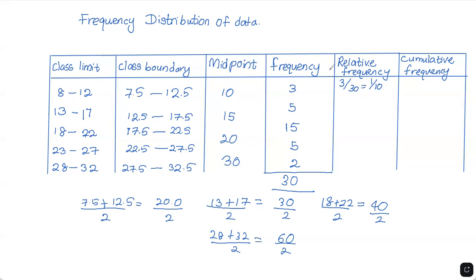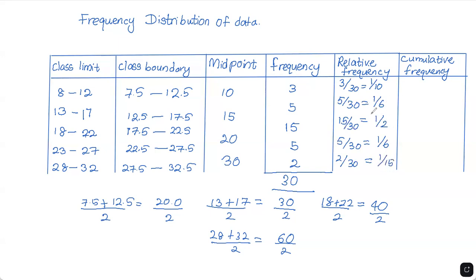The next class frequency is 5, total frequency is 30, which is 1 over 6. Third class, the frequency is 15, total frequency is 30. So it is 1/2. The last frequency is 5, total frequency is 30. 5 divided by 30 is 1 over 6. And here 2 divided by 30, which is 1 over 15.